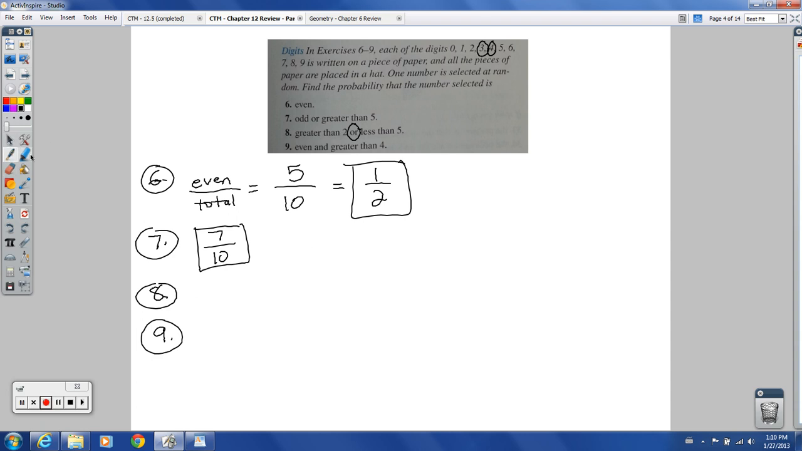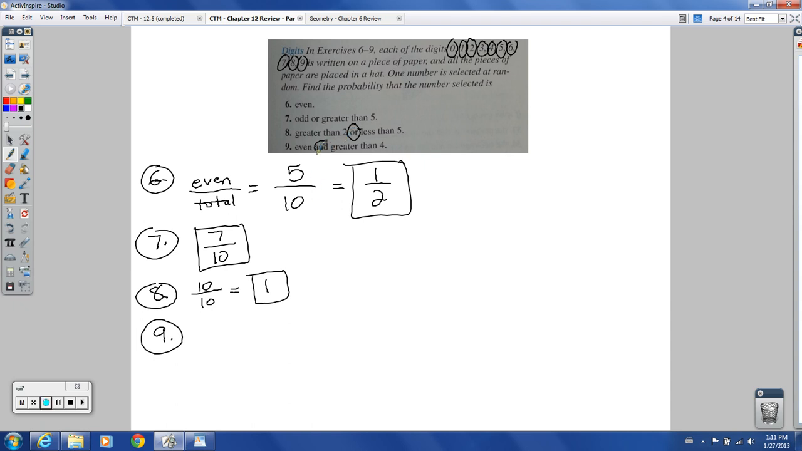Greater than 2 or less than 5. So anything that's greater than 2 will work. So 3 is greater than 2, 4, so is 5, 6, 7, 8, and 9. Or less than 5. So it doesn't have to be both being true at the same time. Less than 5 would be 4, 3, 2 is included, 1 is included, 0 is included. So this one's actually 10 out of 10, which equals 1. So there's a 100% chance of that happening. My fault about that one.